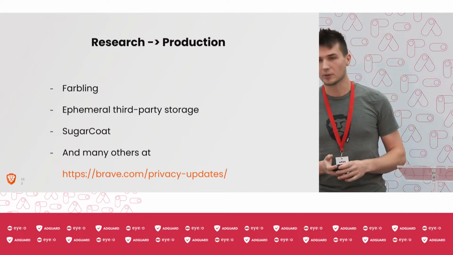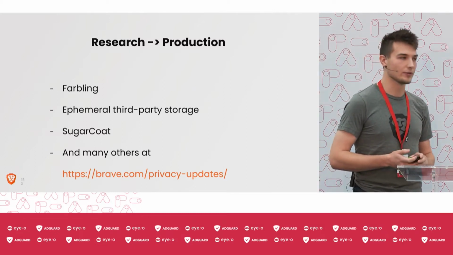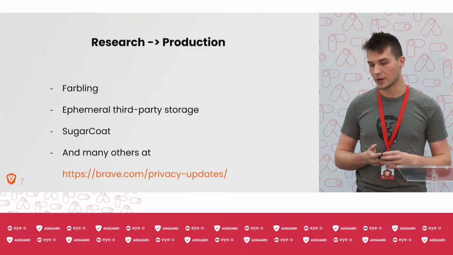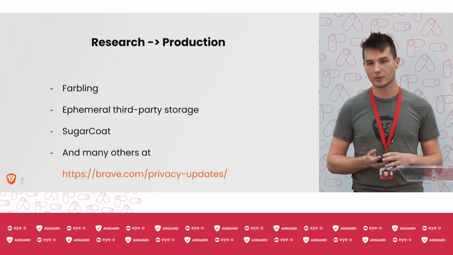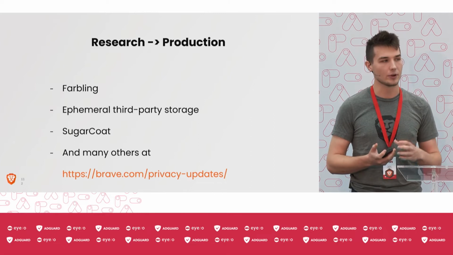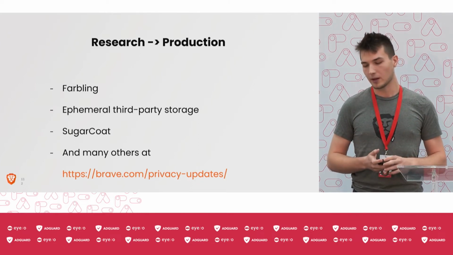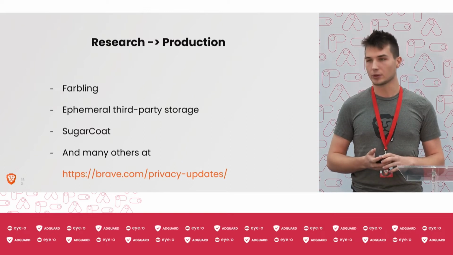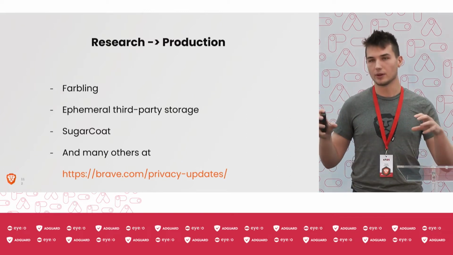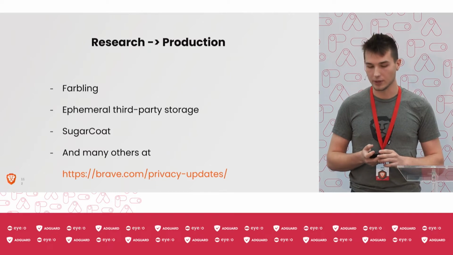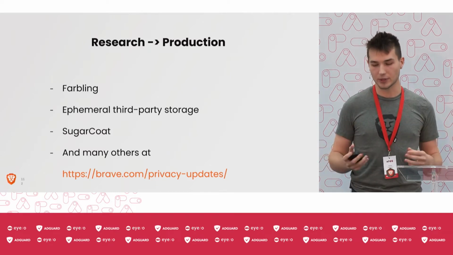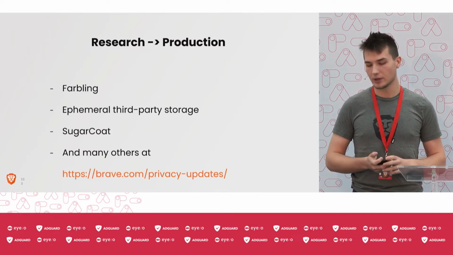So farbling, for example, is randomizing different results of web APIs so that it's much harder for fingerprinting scripts to produce a persistent identifier based on your browser hardware or setup. Ephemeral third-party storage is a great way to make sure that third-party embedded content is not able to track you between different websites. That's all completely separated.